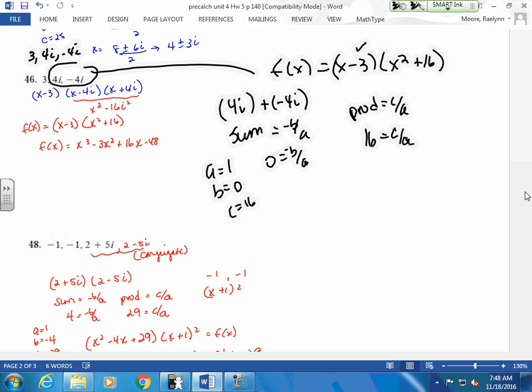How many roots do you have here? This is your conjugate pair. They have to belong together. I could do this. How many roots does this equation have? Ooh, no. No. If it has a 4i, what does it have to have? It has to have a conjugate. Because where did this come from?